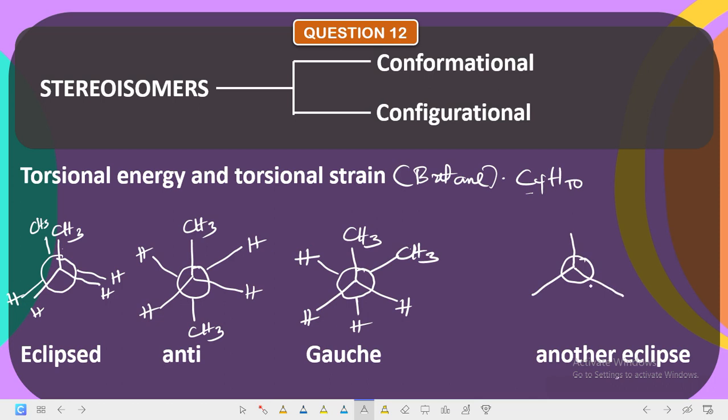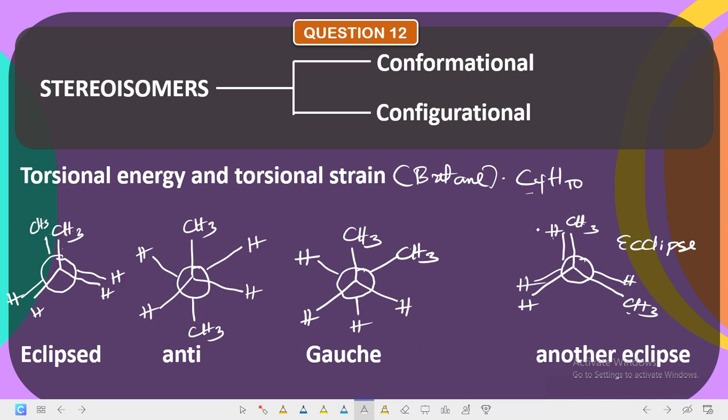Now, there is another way that this can also be drawn, in such a way that you have a CH3 group, then this hydrogen here, then of course this one will come here, and then this hydrogen, this hydrogen, this hydrogen. What do we call this? This is another eclipse. But this eclipse is between hydrogen and one of the CH3 groups. So this is between one hydrogen and one CH3 group, while this eclipse here is between 2 CH3 groups. Are you getting it now? So the eclipse can be in two forms.